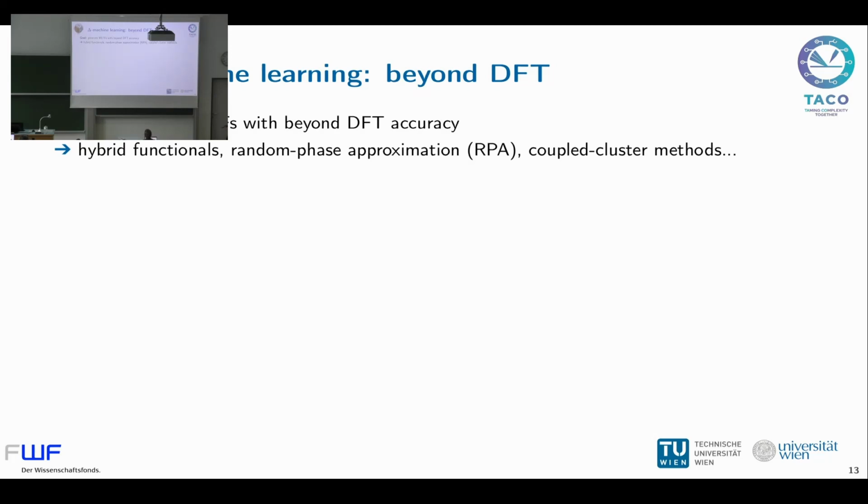And when you machine learn a force field, that's going to be only as good as the underlying theory that you train it on. So we wanted force fields with beyond DFT accuracy, and in order to train on, let's say, RPA calculations, it will quickly become really unfeasible if you have to do RPA calculations for similar supercell sizes and number of training structures as we do for normal force fields.